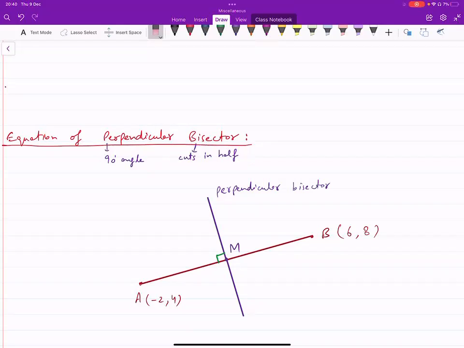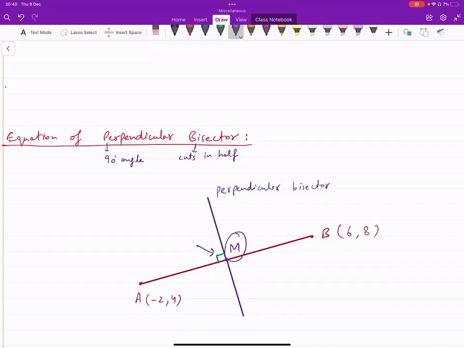So let's take an example. Let's say you've got 2 points, A and B, and you want to find the equation of the perpendicular bisector of the line joining these 2 points. तो क्या मतलब आपको एक ऐसी line की equation find करनी है that passes through the midpoint of A and B. So let's call this midpoint M, and it's also perpendicular to AB. इसकी equation find करनी है.